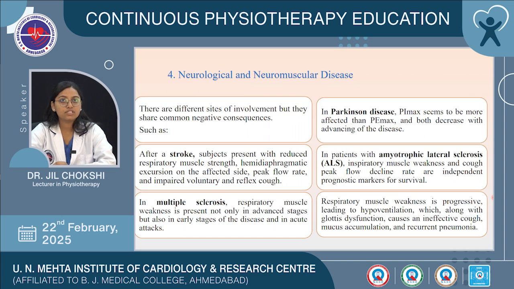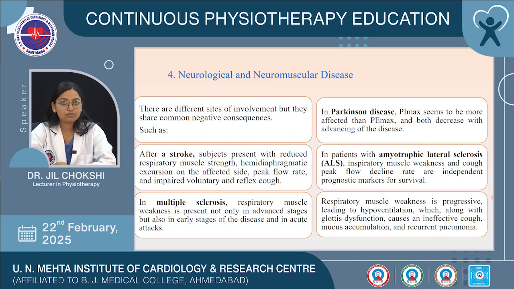Fourth one is neurological and neuromuscular disease. There are different sites of involvement: central nervous system, peripheral nervous system, neuromuscular junctions, and the muscles themselves. After a stroke, subjects present with reduced respiratory muscle strength, reduced hemidiaphragmatic excursion of the affected side, reduced peak flow rate, and impaired voluntary and reflex cough.